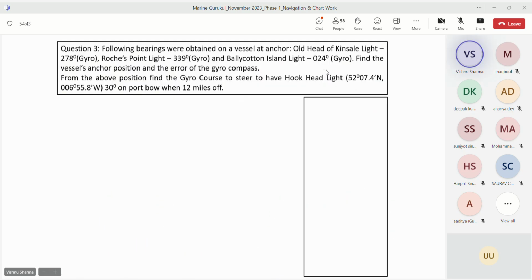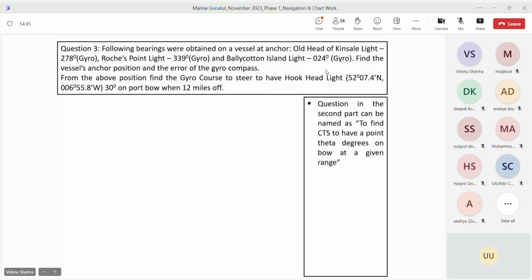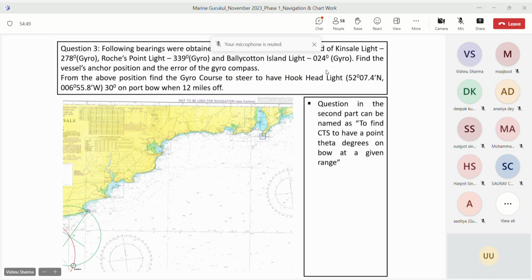The second part of the question is this. Here is that position that you have found. Now I've taken it here. It says, find the gyro course to steer to have Hook Head light. Where is Hook Head? This is Hook Head, 30 degrees on the port bow and 12 miles off.